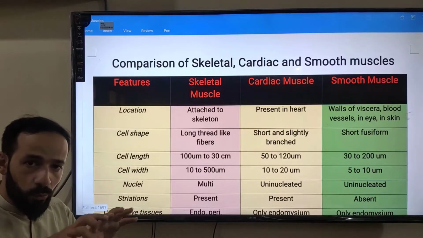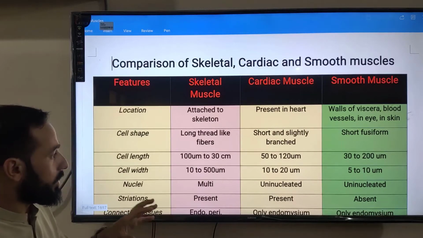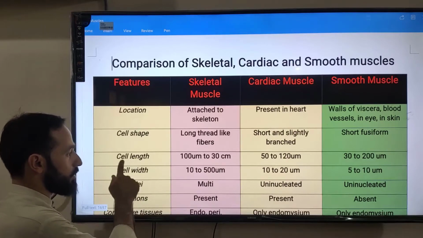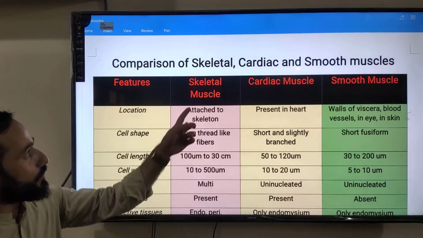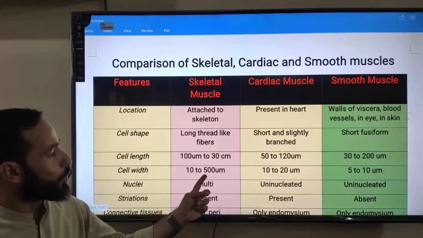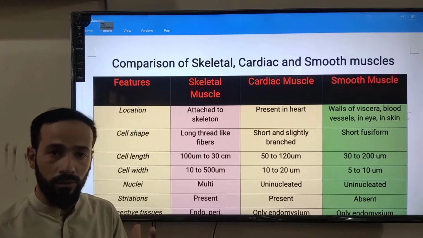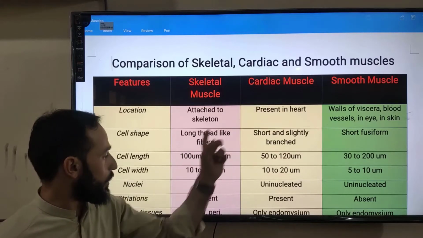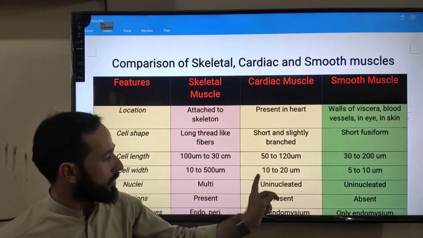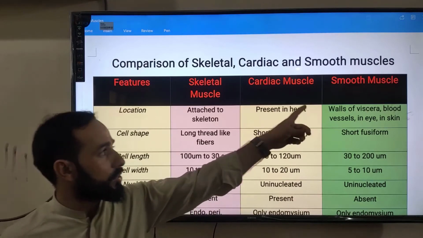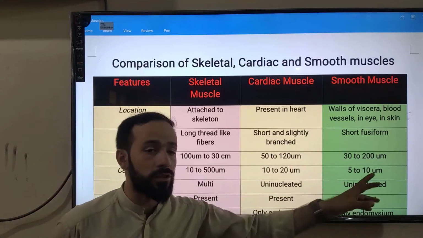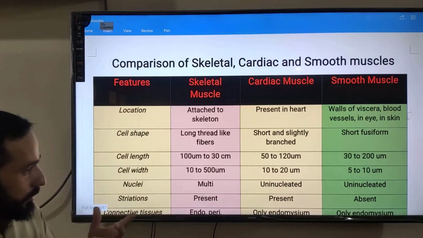Then what is the cell width? This was the length of the cell, now the width of the cell. The width of the skeletal muscle cell is 10 to 500 micrometers. The width of the cardiac muscle cell is 10 to 20 micrometers, and the width of the smooth muscle cell is 5 to 10 micrometers.